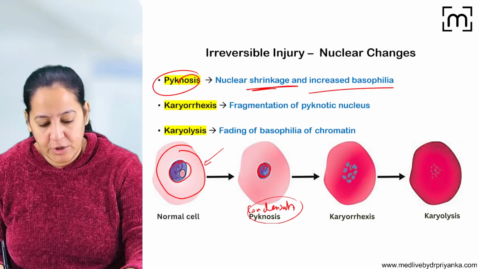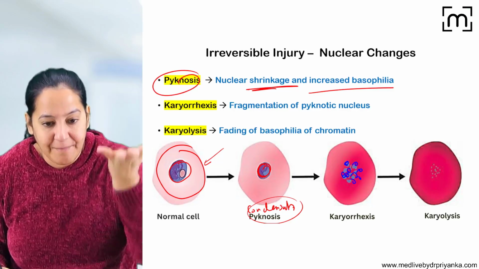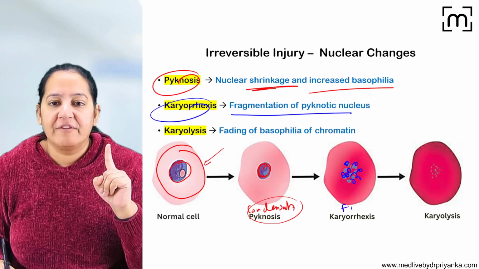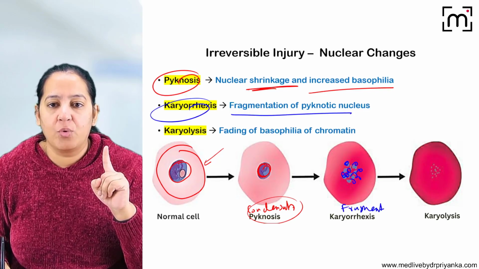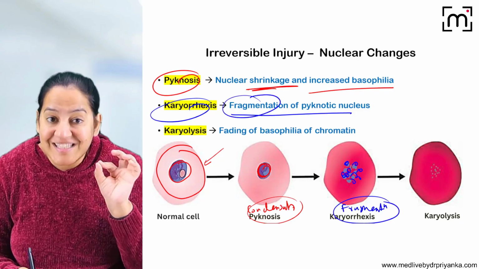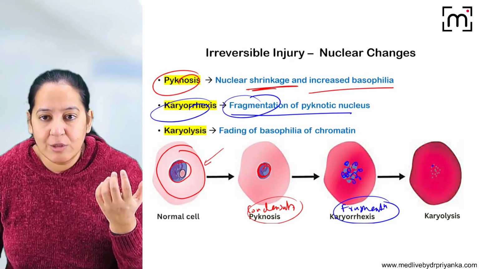The second, the nucleus will get fragmented into multiple pieces. Can you see? It gets ruptured or fragmented into multiple fragments or pieces. It is known as fragmentation of the nucleus. The fragmentation of the nucleus is known as karyorrhexis. Rhexis means fragmentation.